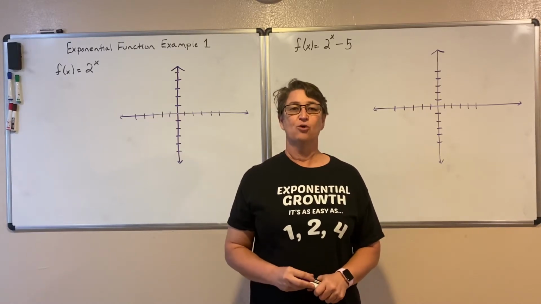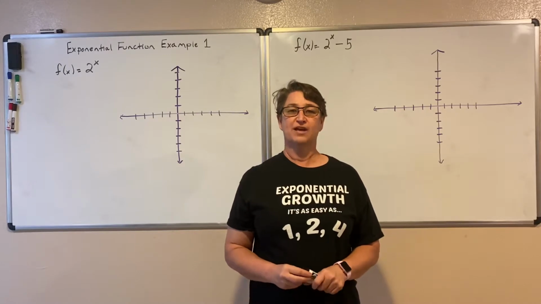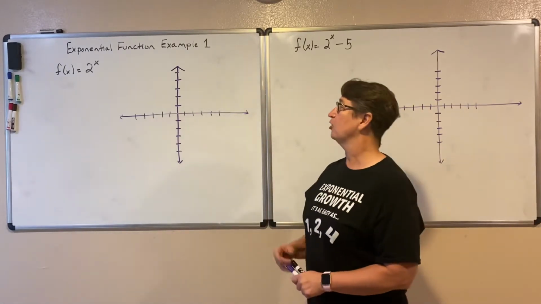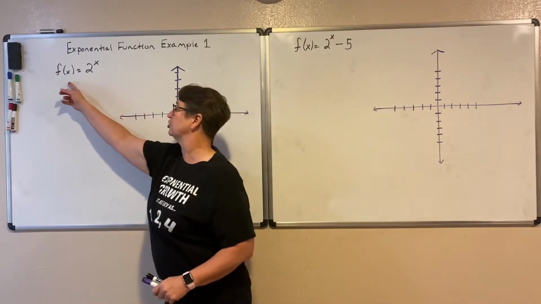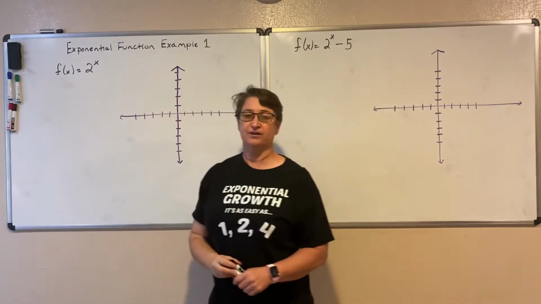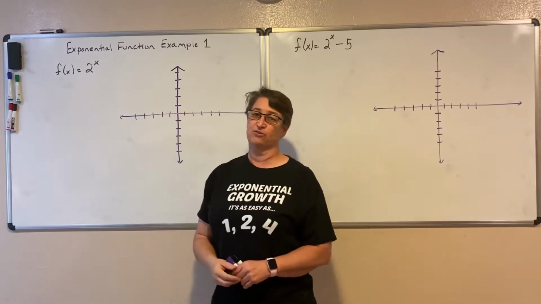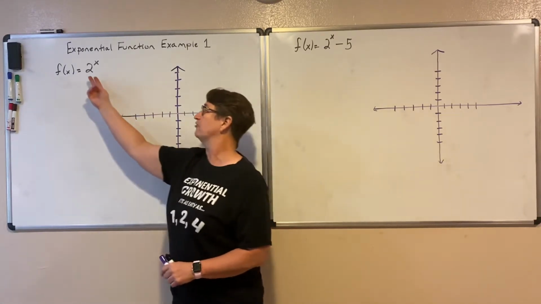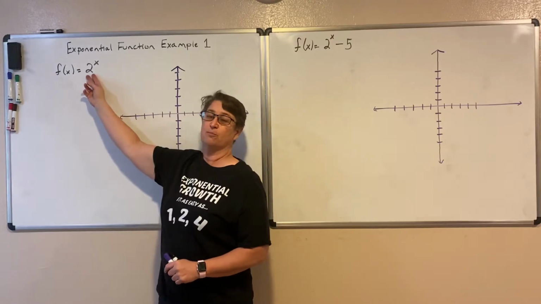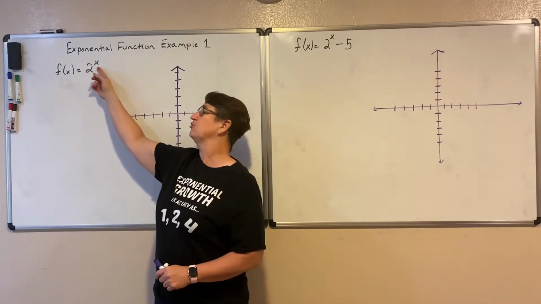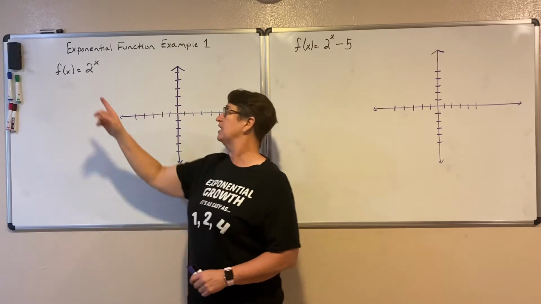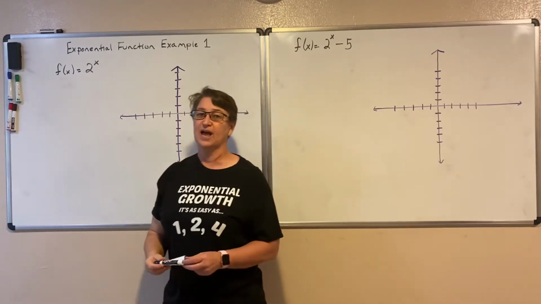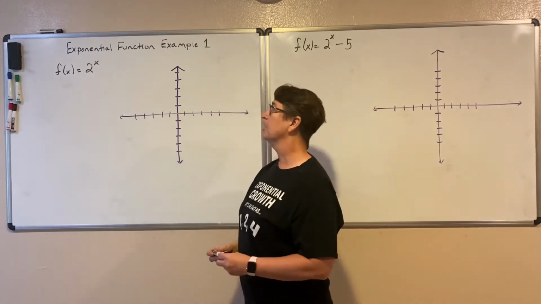In this video, we're going to graph an example of an exponential function. So in this video, we're going to look at this function 2 to the x. We saw in a previous video that in order for it to be an exponential function, we have some constant that is a positive constant raised to the x power. So our input is in that exponential position, and that's what makes that an exponential function.